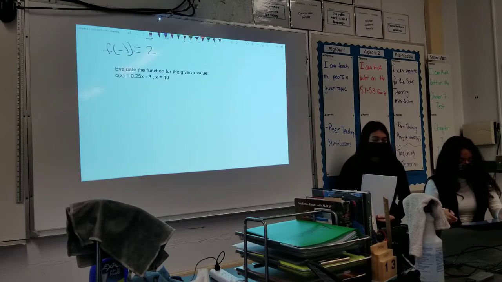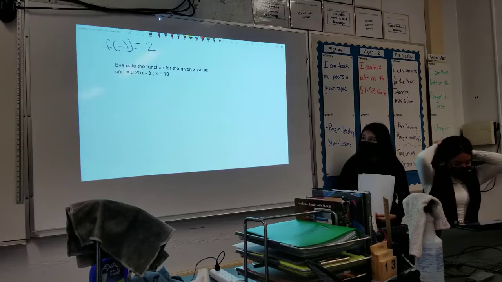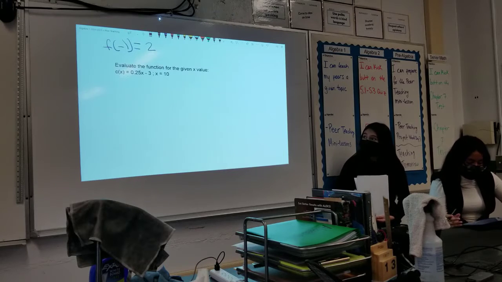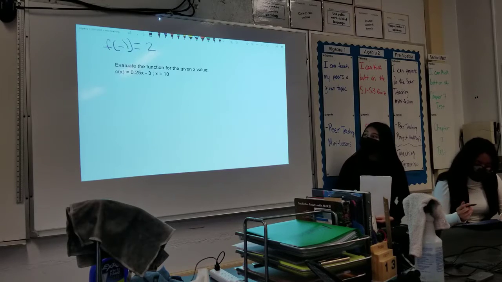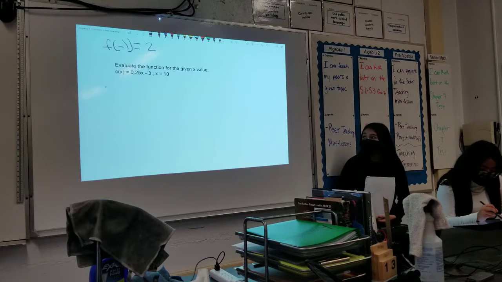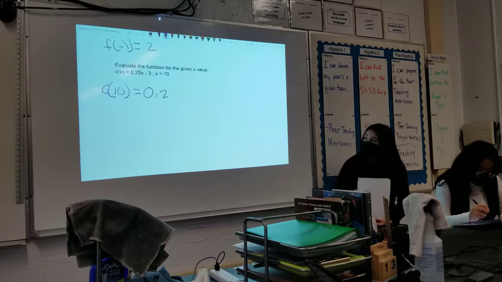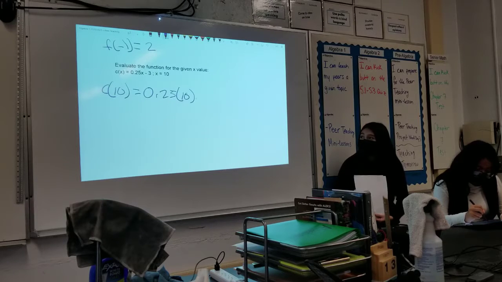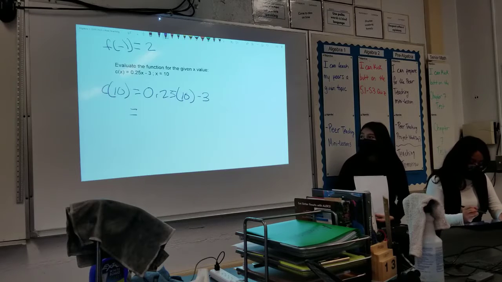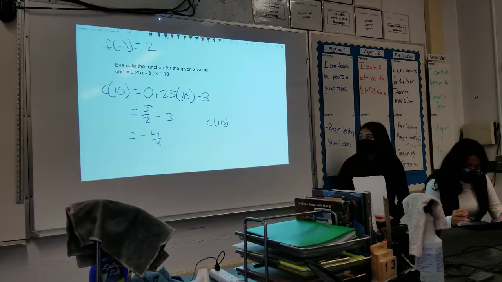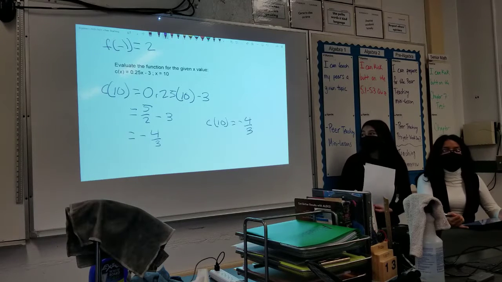For our next problem, we have to evaluate the function at a given x value. So c of x equals 0.25x minus 3 when the given value of x is 10. So c of 10 equals 0.25 times 10 minus 3. So 0.25 times 10 is 5.5, minus 3, which is negative 4 over 3, to get c of 10 equals negative 4 thirds.